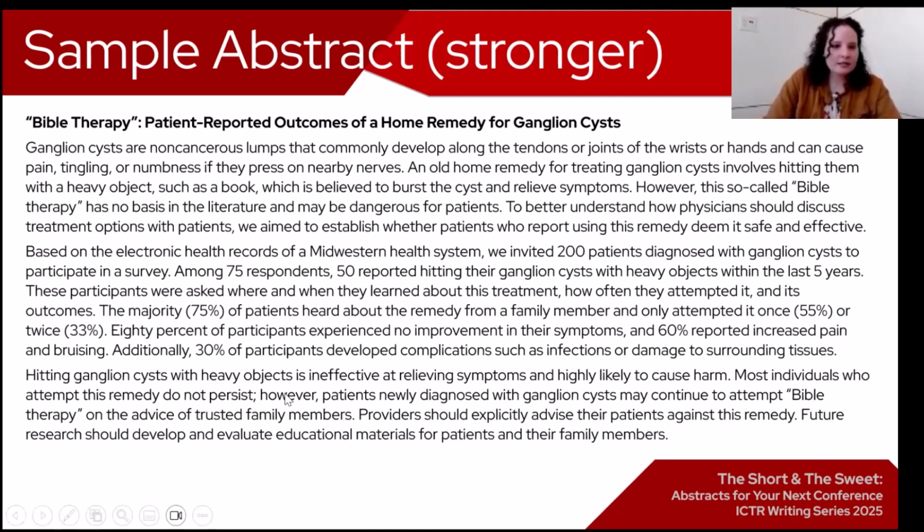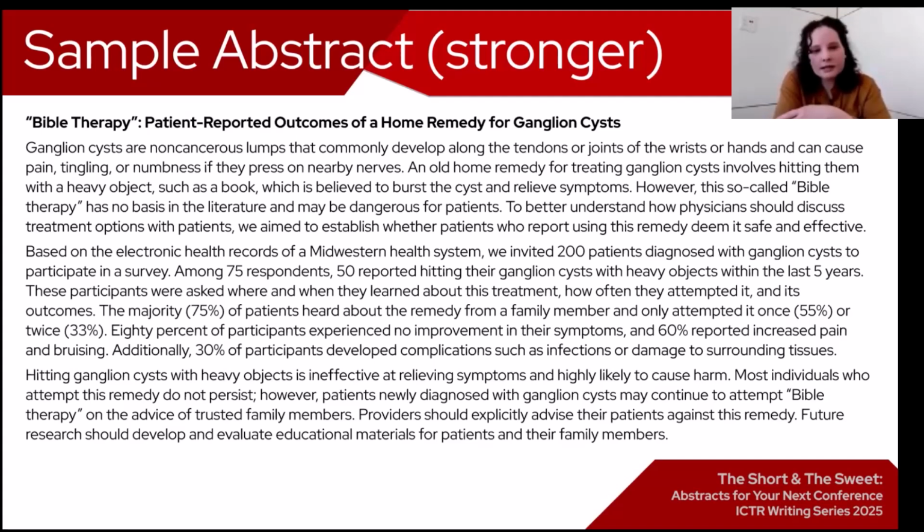Now, the methods are still weak because I didn't have room to make them as long as they needed to be, but they're still better. So we started with, based on electronic health records of a Midwestern health system. So we've got a location here for our summary. We invited 200 patients diagnosed with ganglion cysts to participate in the survey.